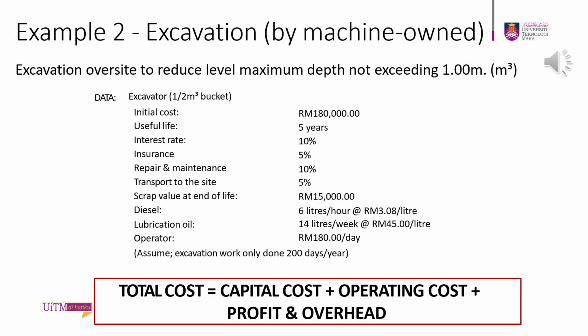We also include the operator's wage, which is 180 ringgit per day. For calculation purposes, we assume excavation work is carried out 200 days per year. Once we have all these values, we combine them using the formula shown. Total cost equals capital cost plus operating cost plus profit and overhead.